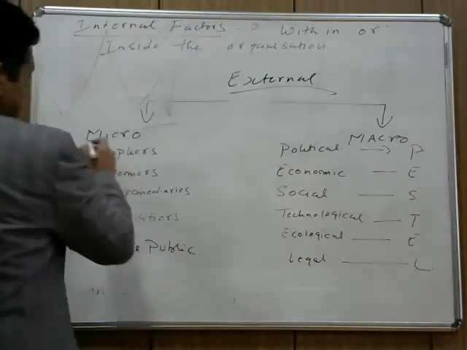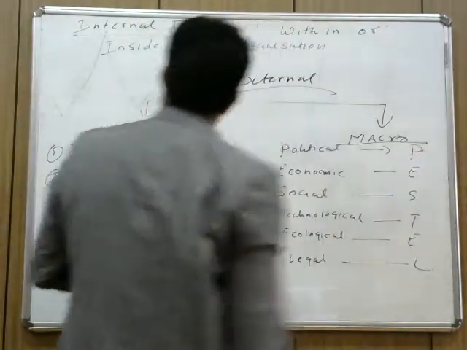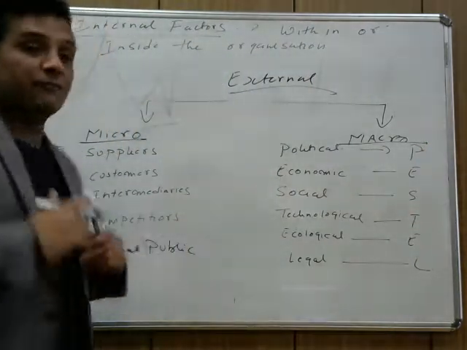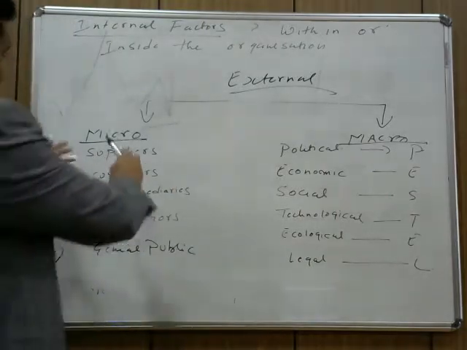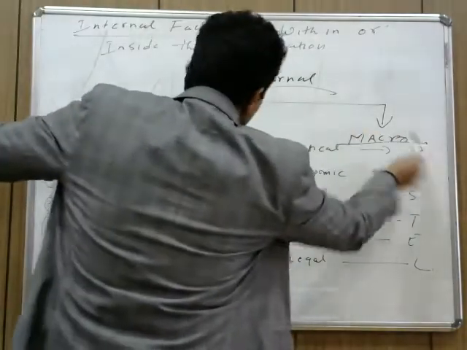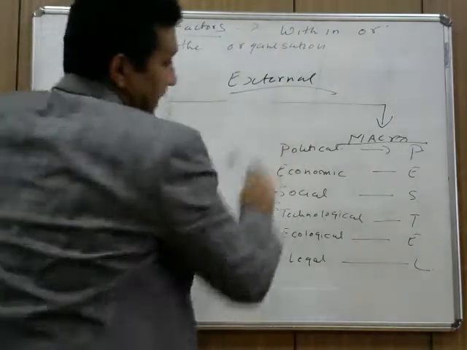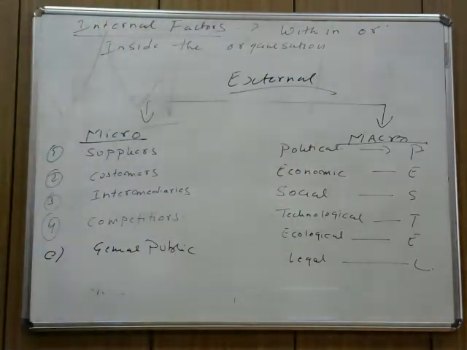These are two types, micro and macro. Micro is a smaller term, macro is a wider one. So external factors are divided in two parts, micro and macro. Understand the terms micro and macro.